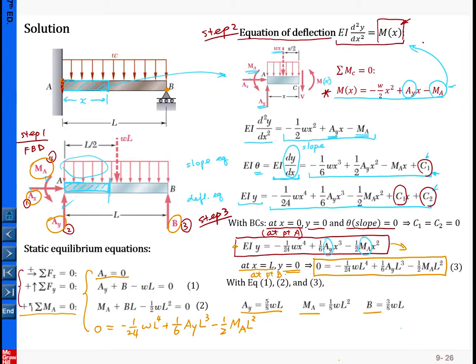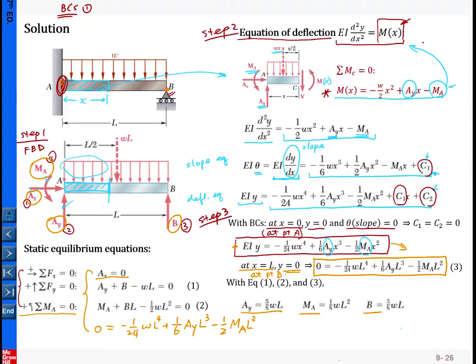And here the strategy is we first adopt the boundary conditions at A to solve for C1, C2. Okay, and so once C1, C2 are solved for, then you apply the remaining available boundary conditions at B here, and then formulate the additional equation here. Let me try to find out what the available boundary conditions are to us.